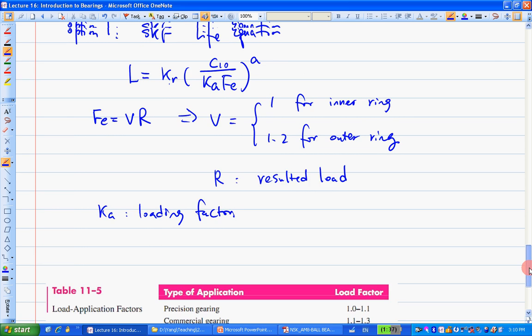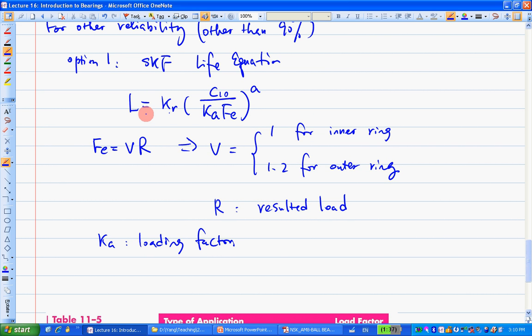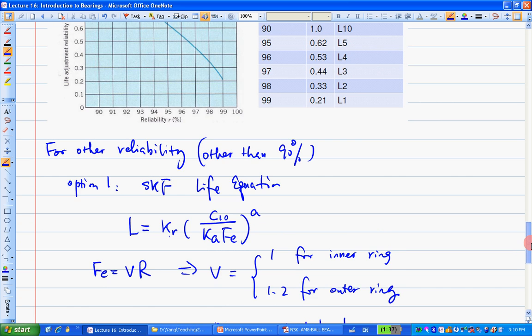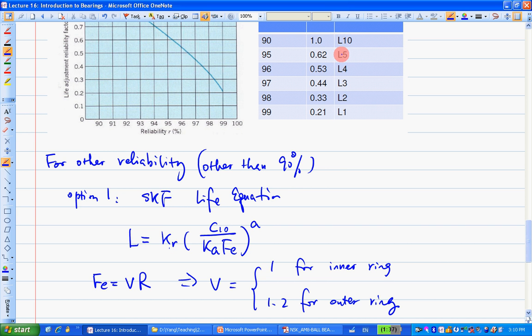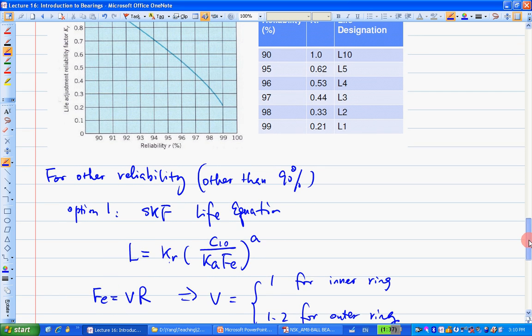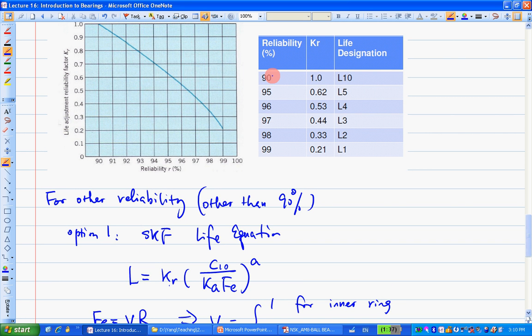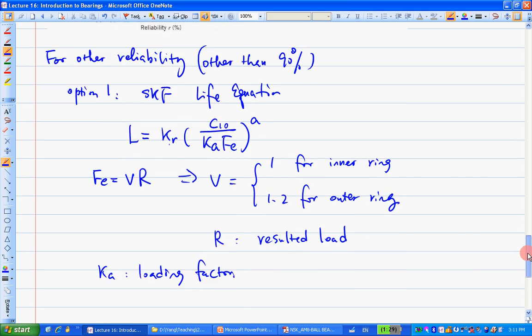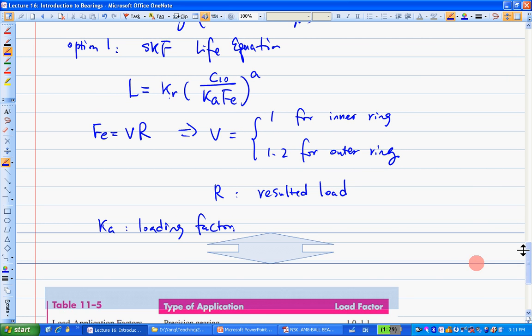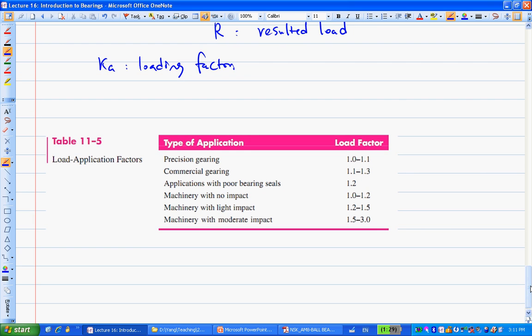All right? So this equation here gives you not L10 anymore, it will give you either L5 or L4 or L1, right? Depends on the KR value. Okay? Is that good? So you might wonder, how come there's no value less than 90%? Basically, it's not recommended. The manufacturer is basically at 90% there, so it's not recommended. You always want to have a good design, right? So that's why. Okay, and that's option number 1.